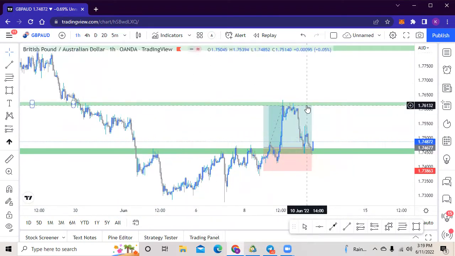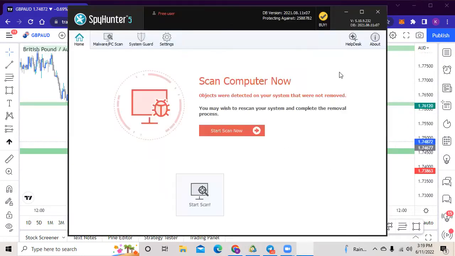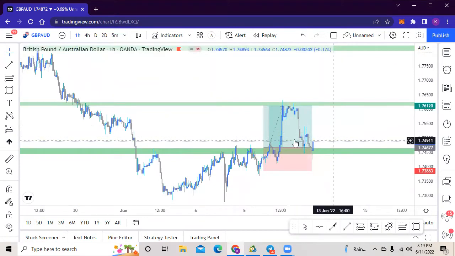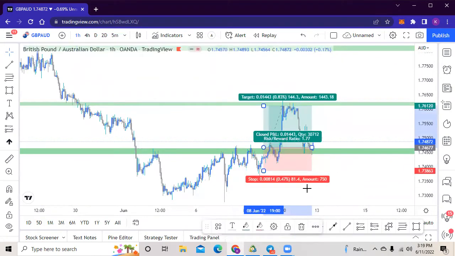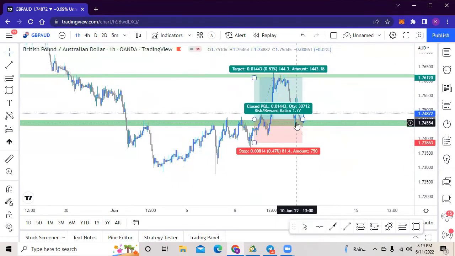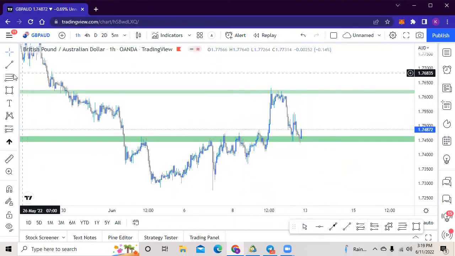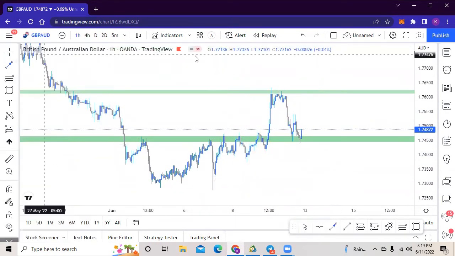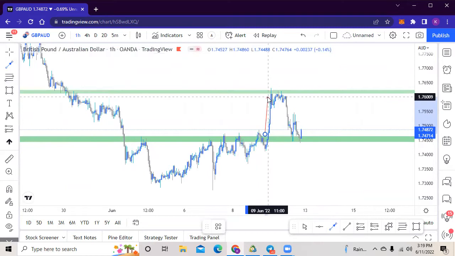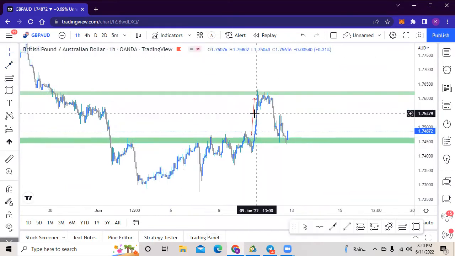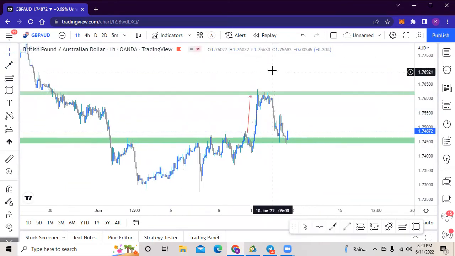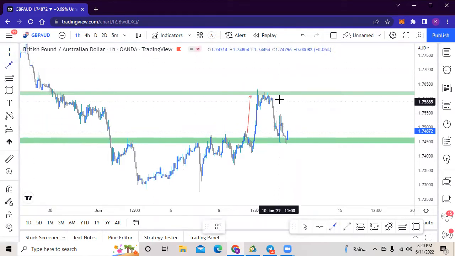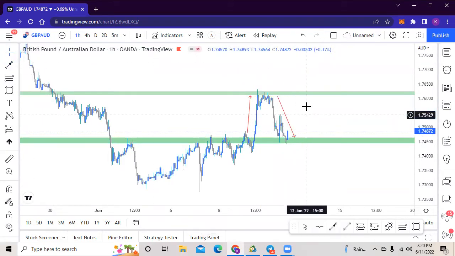But if you were to miss that initial break, what you could do is just wait for the retest. And as you can see, that's what happened right here. So we're just going to look at this again. We had a breakthrough right here, confirmation, and then we had that retest, which is right here at this level.